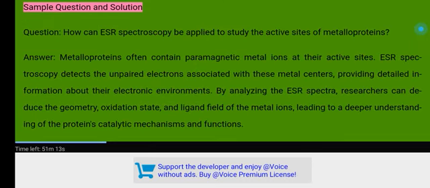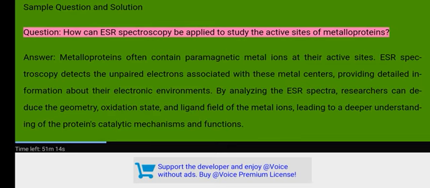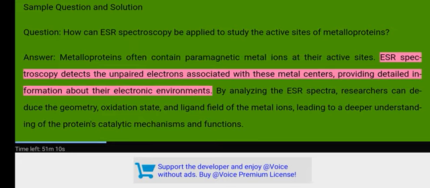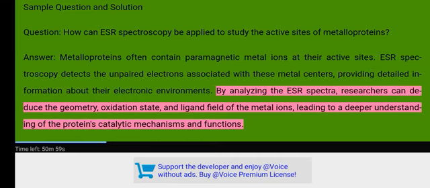Sample question and solution. Question: How can ESR spectroscopy be applied to study the active sites of metalloproteins? Answer: Metalloproteins often contain paramagnetic metal ions at their active sites. ESR spectroscopy detects the unpaired electrons associated with these metal centers, providing detailed information about their electronic environments. By analyzing the ESR spectra, researchers can deduce the geometry, oxidation state, and ligand field of the metal ions, leading to a deeper understanding of the protein's catalytic mechanisms and functions.